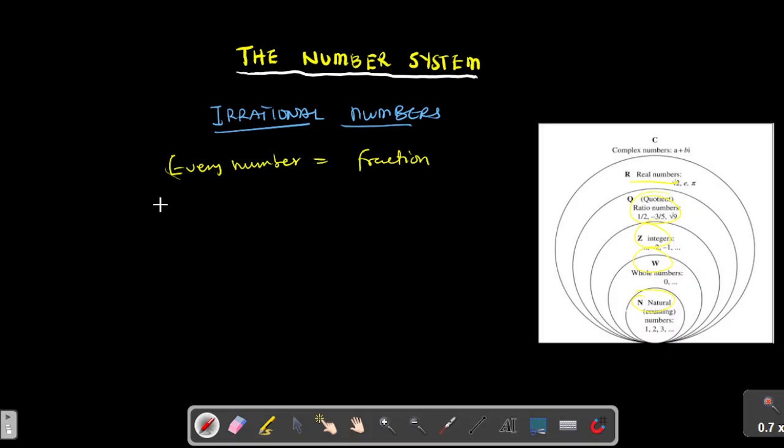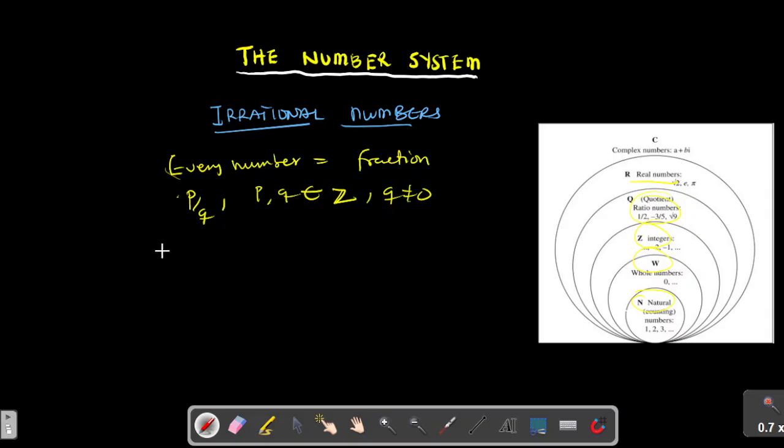That's all. If I have a number and I cannot represent it in the form P over Q, where P and Q are members of the integers Z and Q is not equal to 0, then this number is said to be irrational. If I cannot change a number to a fraction, then it's irrational.